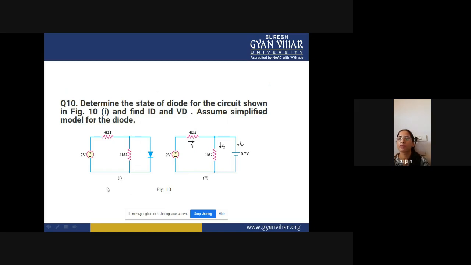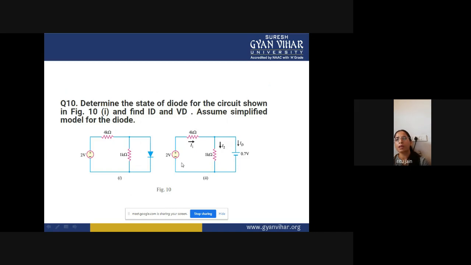Okay. So first apply KVL. You will see that 2 volt minus 4 kilo ohm minus 0.7 volt. So you can see that the equation will be 2 minus 4 into I1 minus 0.7 volt.